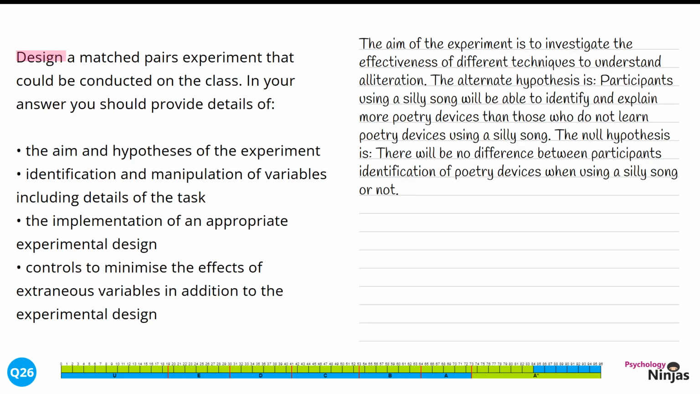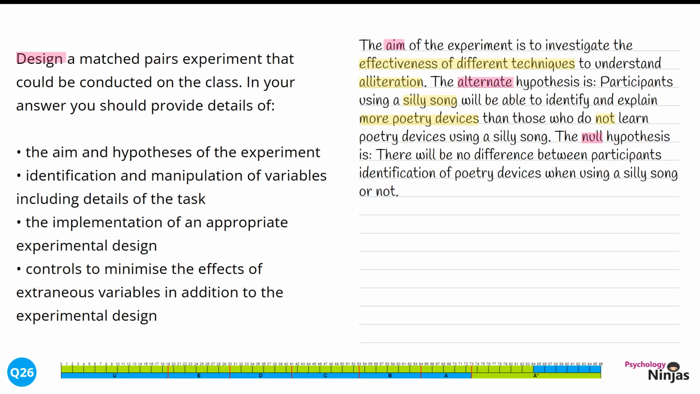We've used our bullet point as a checklist, firstly providing an aim, and this is put into the context of our study, looking at the effectiveness of different techniques for alliteration. We've then given an alternative hypothesis. In our alternate hypothesis, we've given the 2 different conditions, having a silly song or not. And we've also said how we know that one participant will be better than another by saying that they would be able to explain more poetry devices. We've also got a null hypothesis, saying there'll be no difference between our conditions.